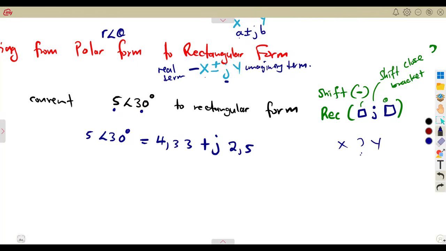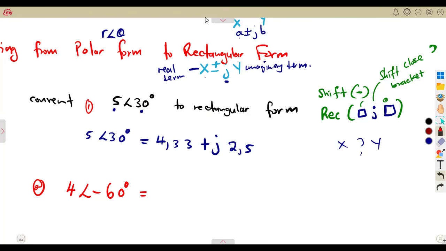All right, let's try another one that has a negative angle. You can be given a negative angle. Let's say this is the 1, 2 example: convert to rectangular form, given 4 with an angle of minus 60 degrees. How are we going to convert? Just like what we had previously, it's going to be shift to rectangular form.